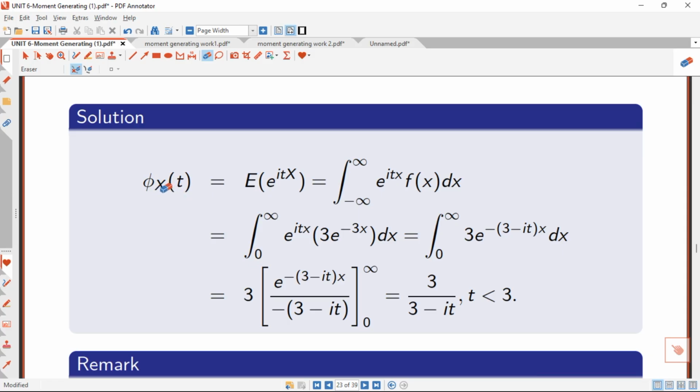Okay, so once we have this one, this is what we are going to get, and then we did it up to this point. So here we are just going to integrate this function with respect to x. And once you integrate this function very well, we are going to get 3 divided by 3 minus it, where our t is less than 3.